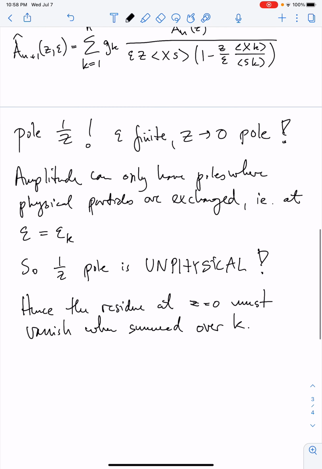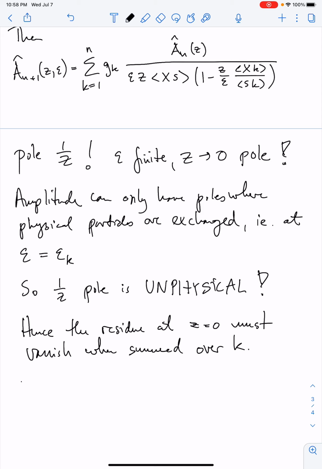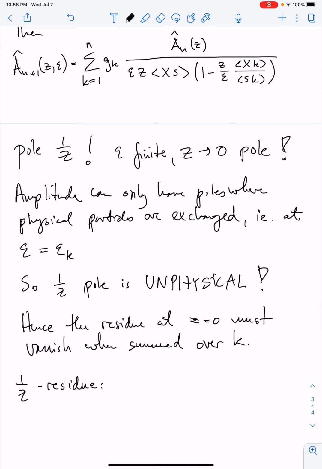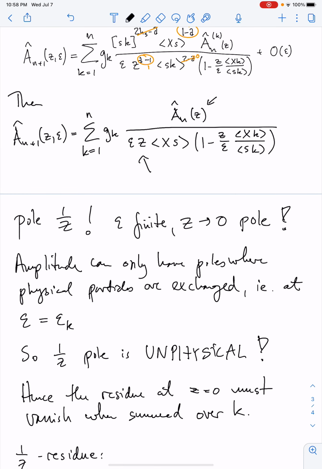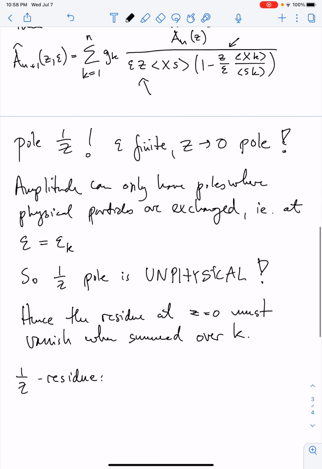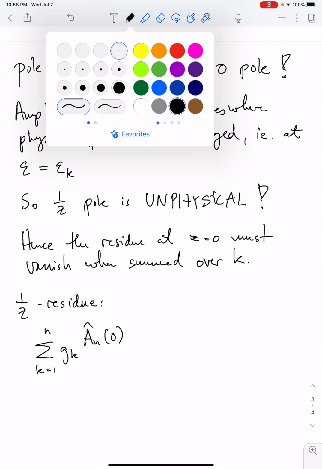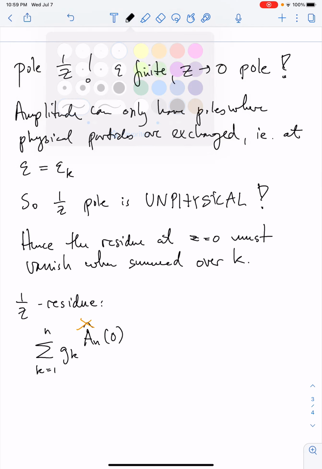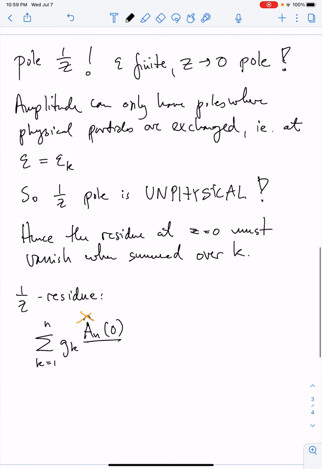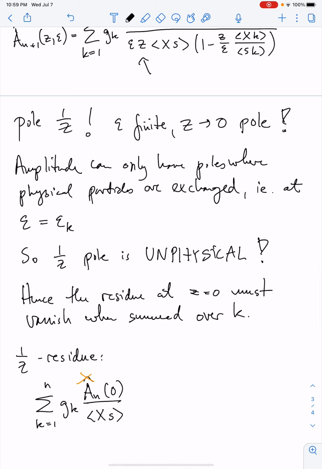What does that take? Well, let's compute that residue. So basically, I have my 1 over z pole there. I set z equal to 0 everywhere else. That means I set z equal to 0 here, and I set z equal to 0 there. And what I end up with is then the statement that the residue of that pole is the sum over k equals 1 to n of g k times A n evaluated at z equal to 0, which means that I can remove the hat on this A. So it's just the unshifted n particle amplitude divided by angle bracket xs.